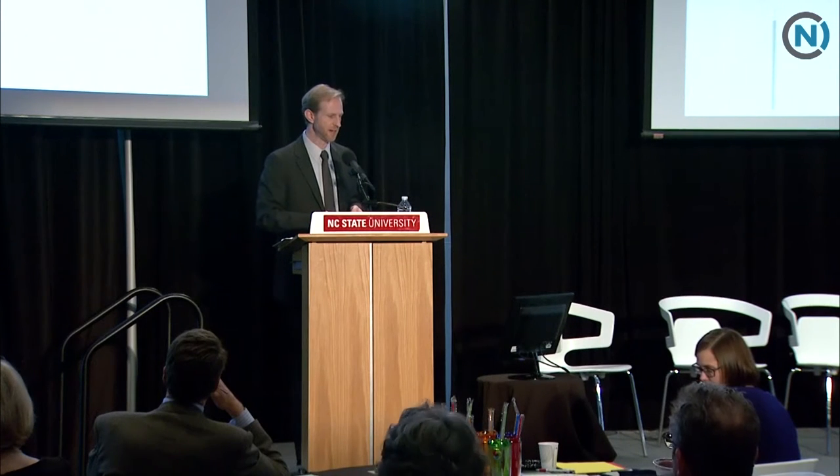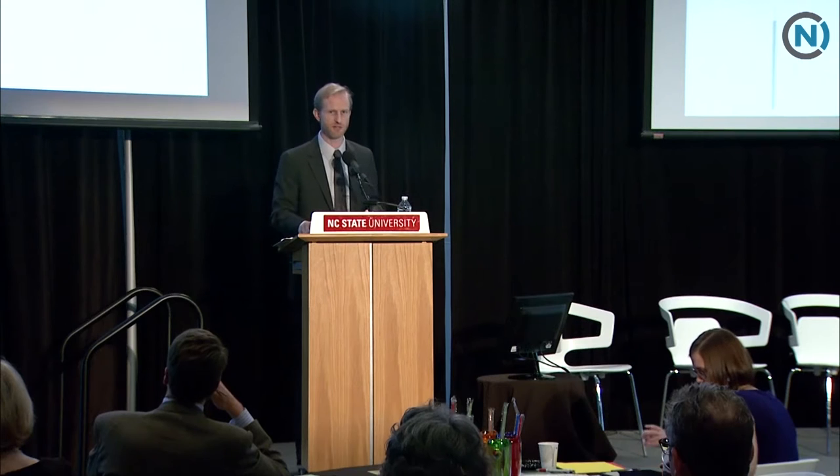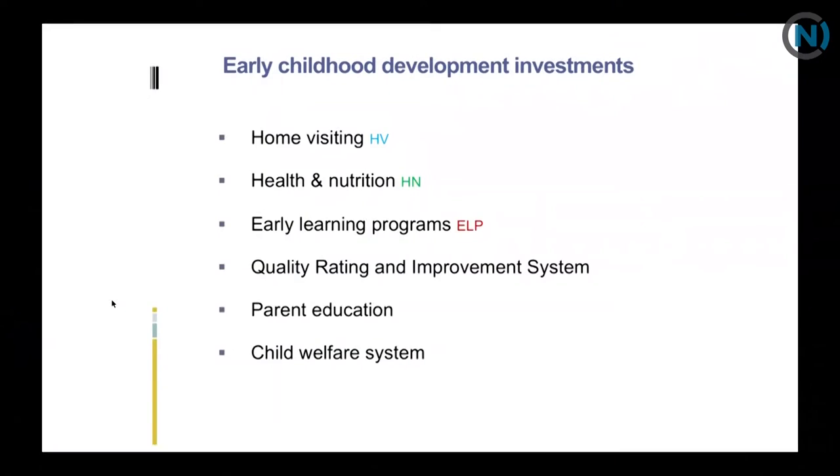To start with, I'm just going to highlight some categories of investments in early childhood. Home visiting, starting as early as prenatal with a home visitor that works with at-risk expectant families through the birth process, through at least, say, the first year, two or three of life, is one area of investment. Health and nutrition, such as the WIC program, the Special Supplemental Nutrition Program for Women and Children, is an example of this type of investment, also making sure that children have access to quality health care.